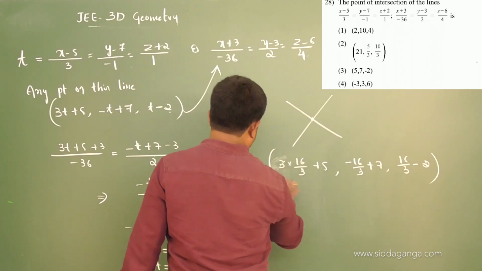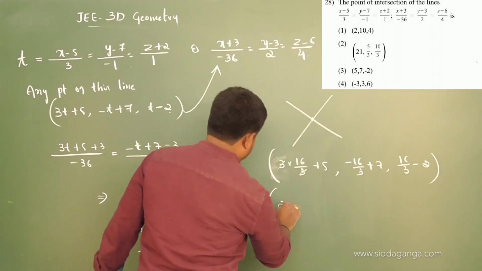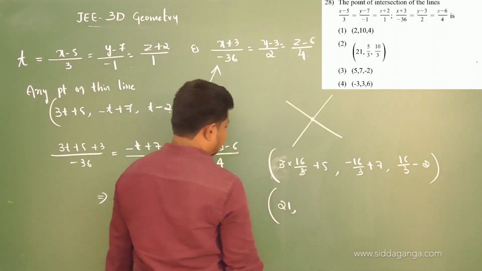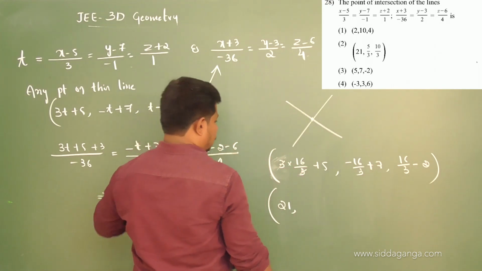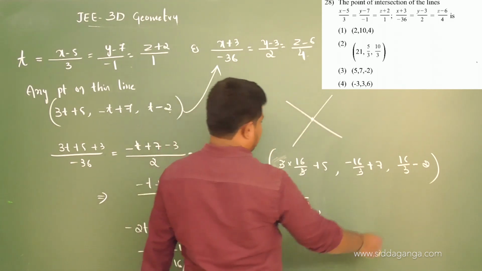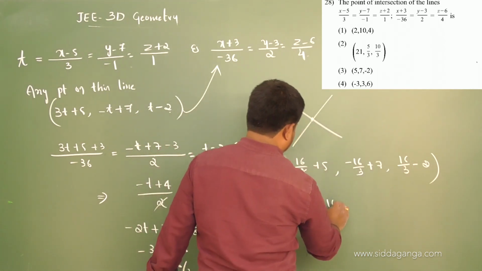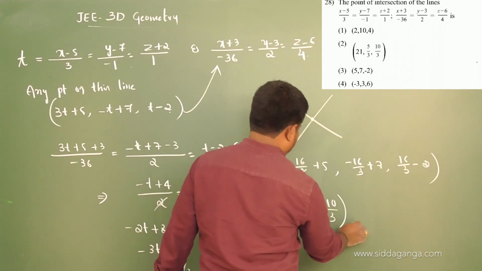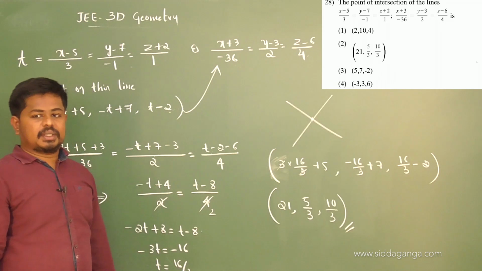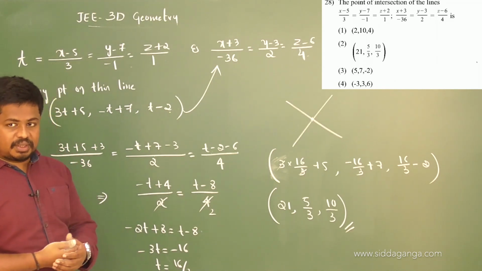So, you get 16 plus 5, 21. This is 21 minus 16, that is 5 by 3. And 16 minus 6, that is 10 by 3. This is your required point of intersection. 21, 5 by 3 and 10 by 3 will be the required thing. Option 2 is the correct one.